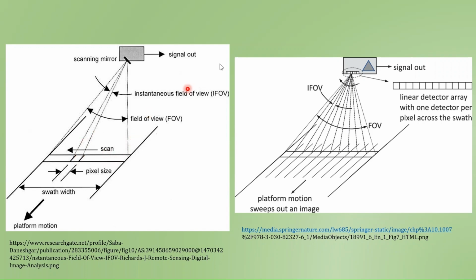And similarly in the case of the pushbroom scanning, where we have a linear detector array. So the linear detector array means where we have a series of detectors with one detector per pixel across the swath. Now the length of the linear detector array will define how much distance is being covered on the ground.